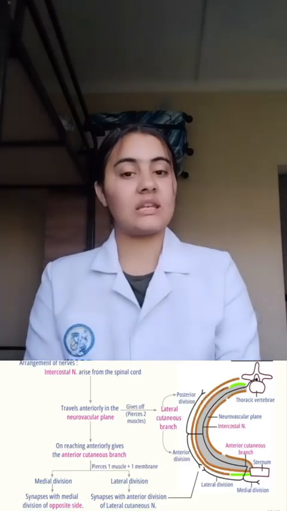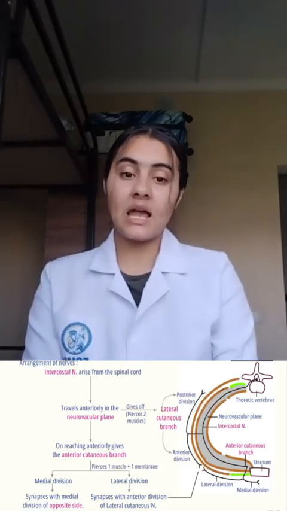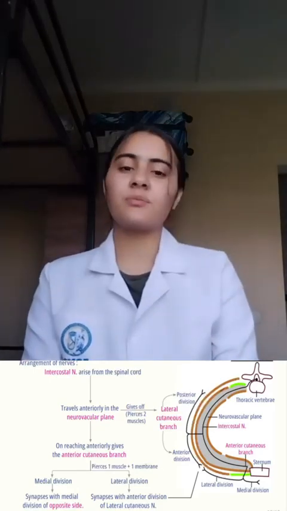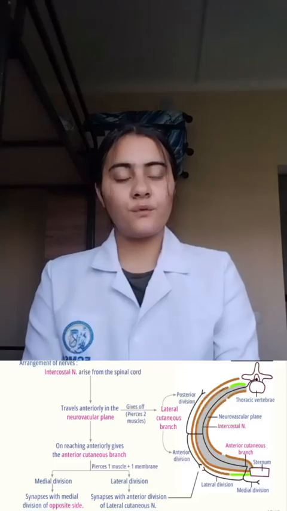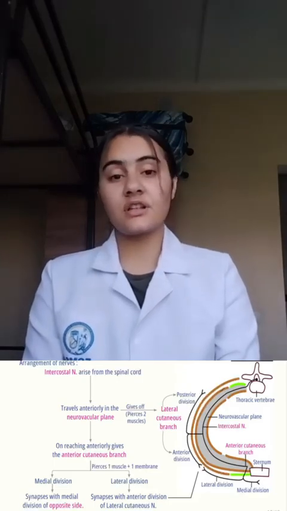Now we will talk about the arrangement of the nerves. The intercostal nerve arises from the spinal cord, travels anteriorly, and gives off the lateral cutaneous branch, which pierces two muscles, the internal intercostal muscle and the external intercostal muscle, and gives two divisions, a posterior division and an anterior division. The intercostal nerve further travels anteriorly and gives the anterior cutaneous branch, which gives two divisions, the medial division and a lateral division.